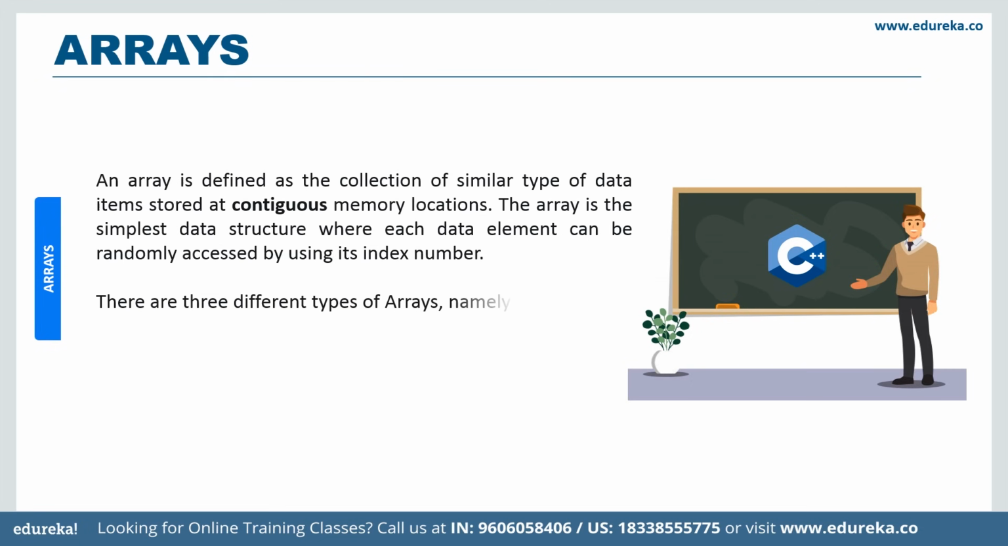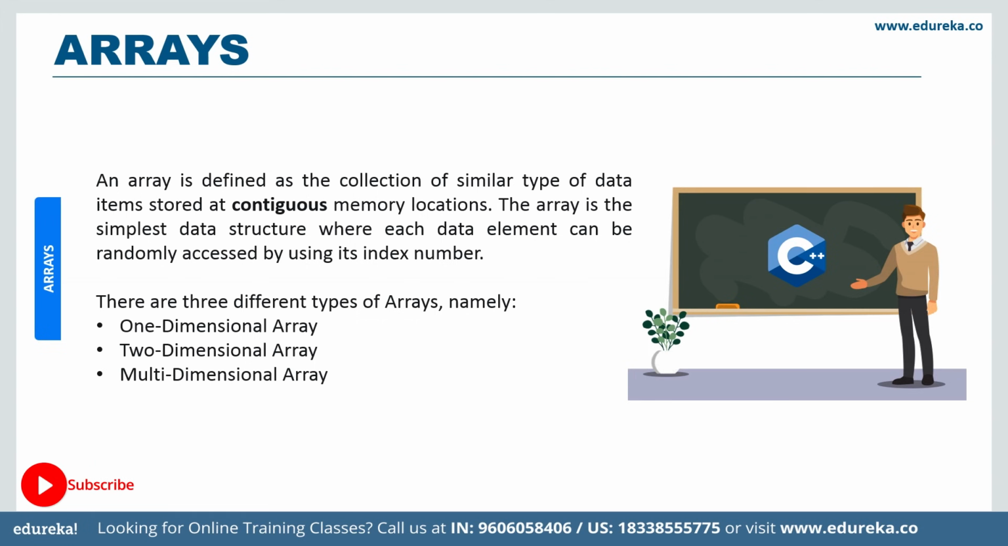Firstly, let's deal with arrays. So what is an array? An array is defined as a collection of similar type of data items stored in continuous memory locations. The array is the simplest data structure where each data element can be randomly accessed using the index number or the address number.